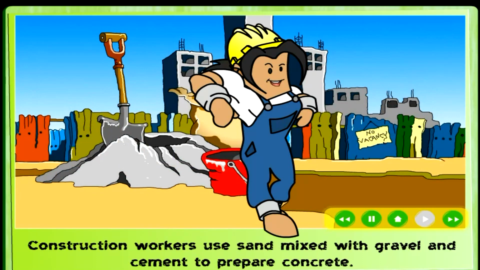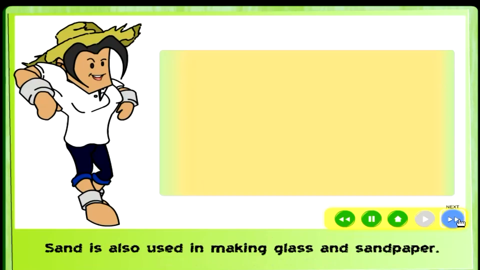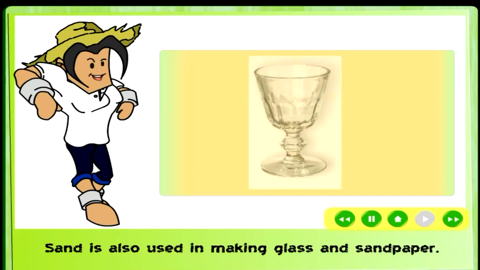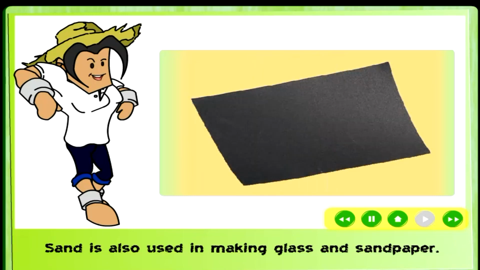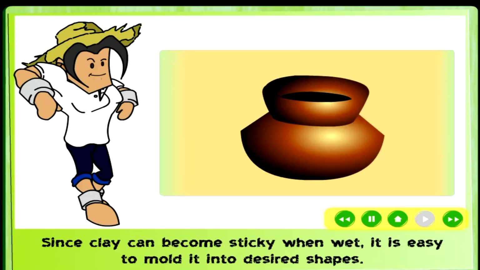Construction workers use sand mixed with gravel and cement to prepare concrete. The use of concrete enables us to build stronger houses and buildings. Sand is also used in making glass and sandpaper. Since clay can become sticky when wet, it is easy to mold it into desired shapes.